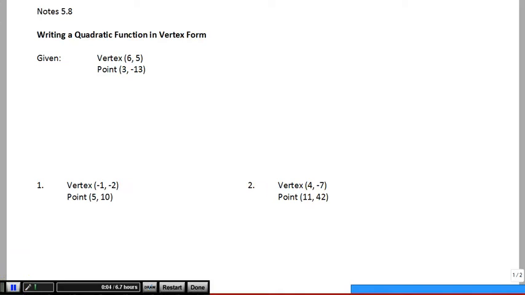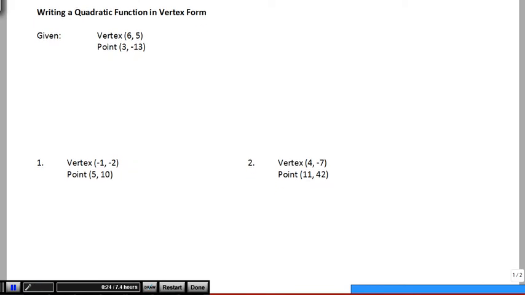This video is going to teach you how to write a quadratic function in vertex form when you're given certain information, and it's also going to teach you how to write a quadratic in intercept form when you are given certain information. So what we're going to do here is I'm going to step you through one of them, and then you're going to try two. And then we'll go to the intercept form next.